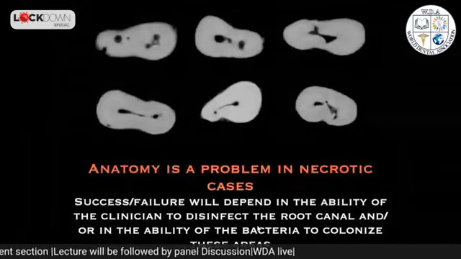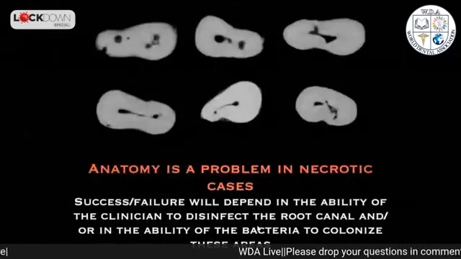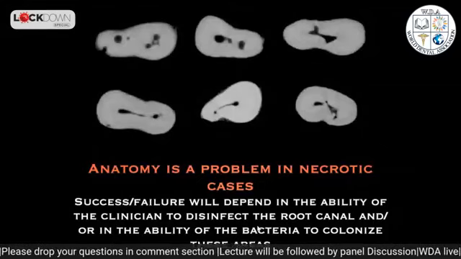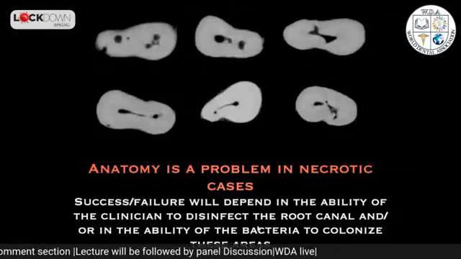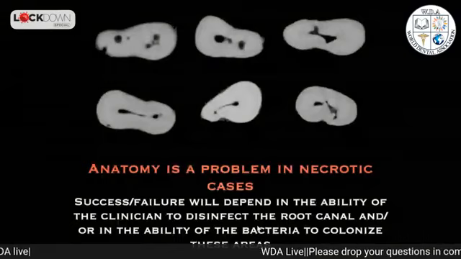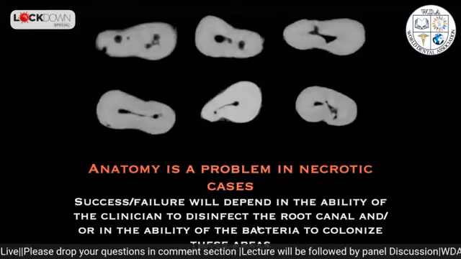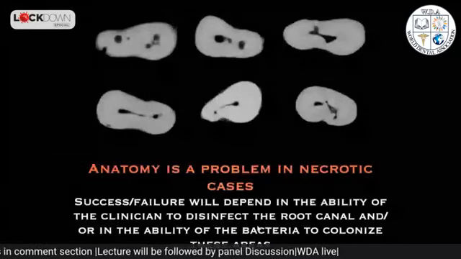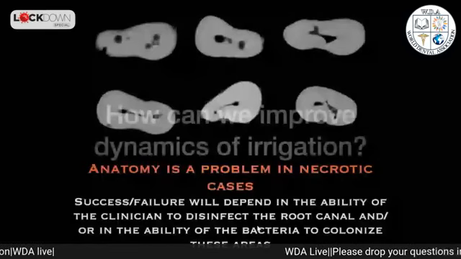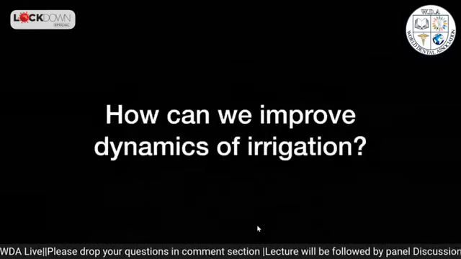And sometimes, if we are lucky, like in vital cases, probably on the ability of the immune system to avoid bacterial colonization at this level, we have a lot of success in endo. However, we should assume that the full canal is always completely contaminated and do our job as best as we can. Now we are going to continue with Gianpiero, who is going to address the topic of how we can improve the dynamics of the irrigation.